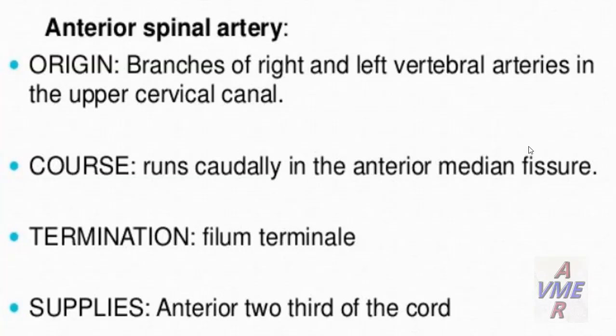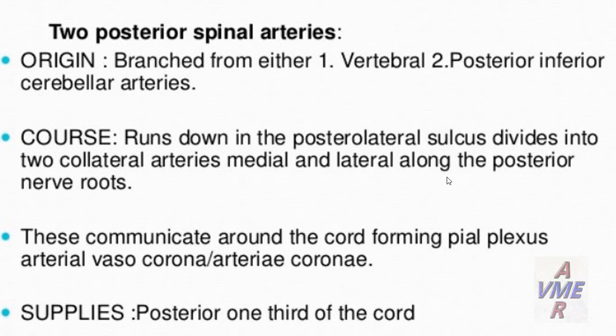Anterior spinal artery. Origin: branch of the right and left vertebral arteries in the upper cervical canal. Course: runs caudally in the anterior median fissure. Termination: filum terminale. It supplies the anterior two-thirds of the spinal cord.